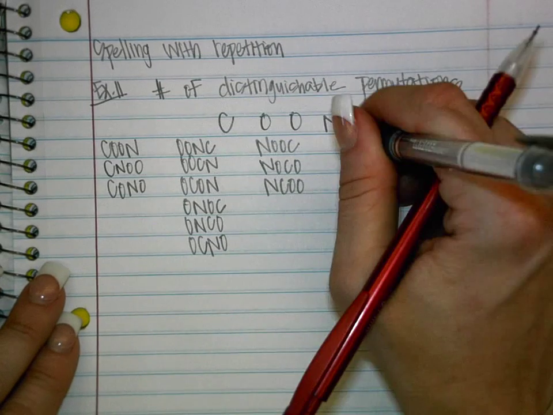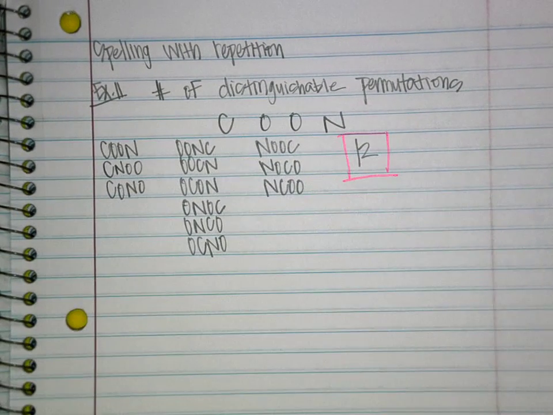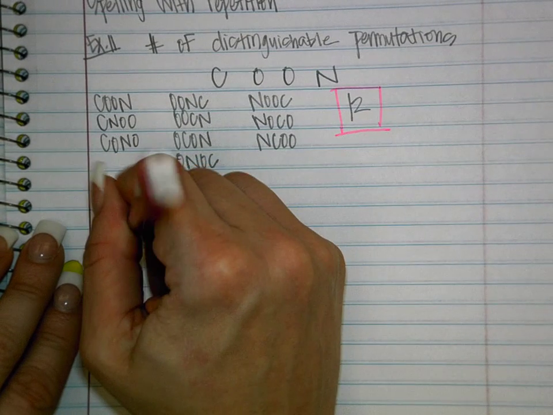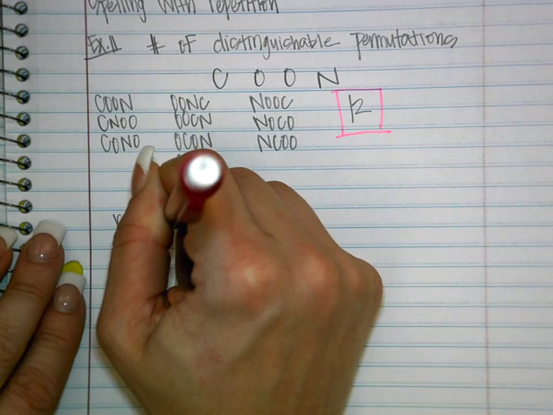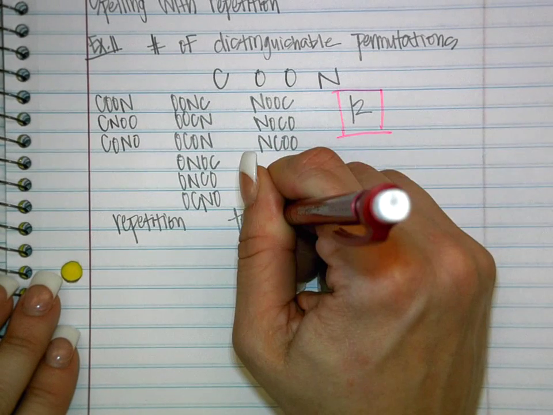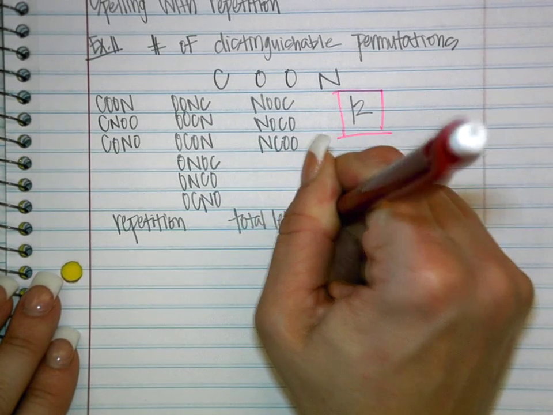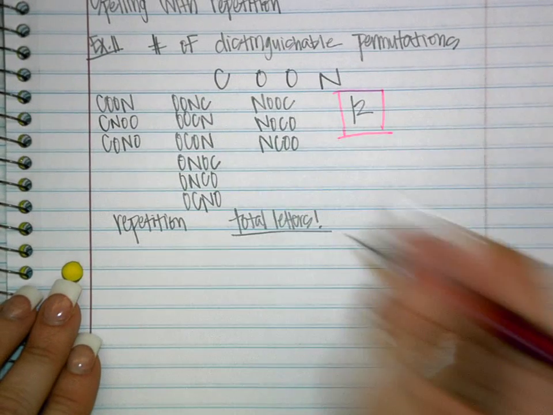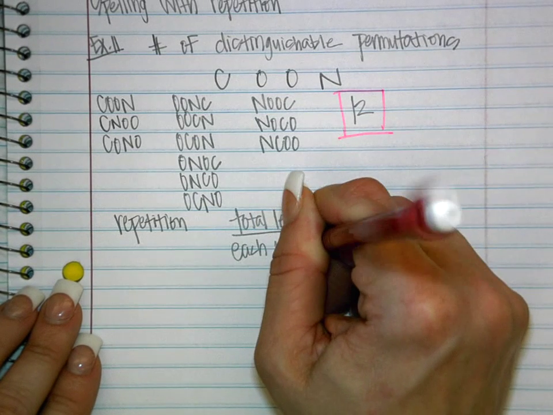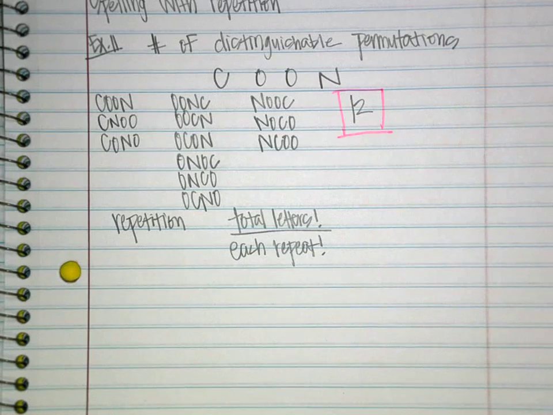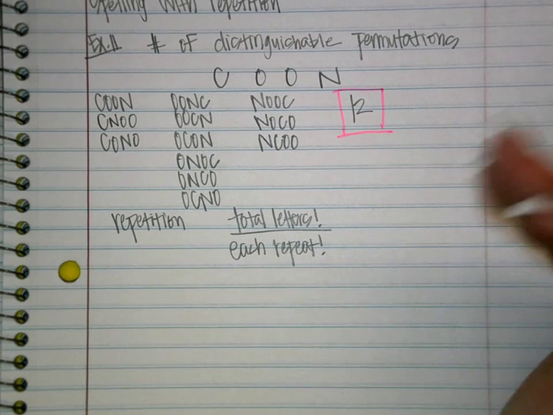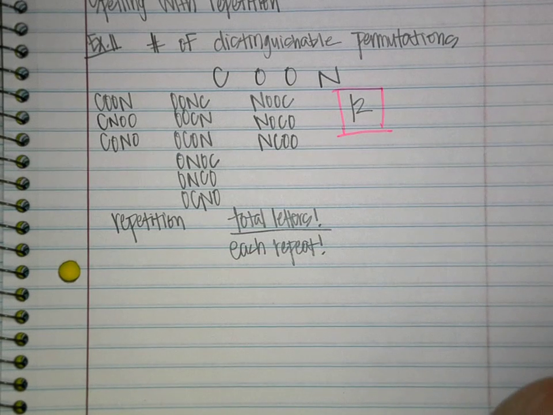Now, this is obviously not a very efficient way of figuring these things out. So, with repetition, there is a formula you want to memorize, okay? Repetition, you take the total number of letters, factorial, divided by each repeat, factorial. If you used the ones without repetition, this would be 4 factorial, which is 24. There's obviously not 24 of these.